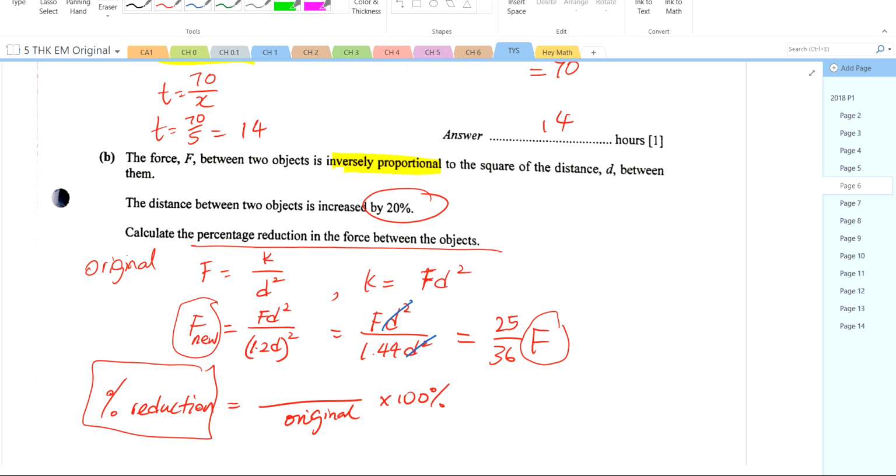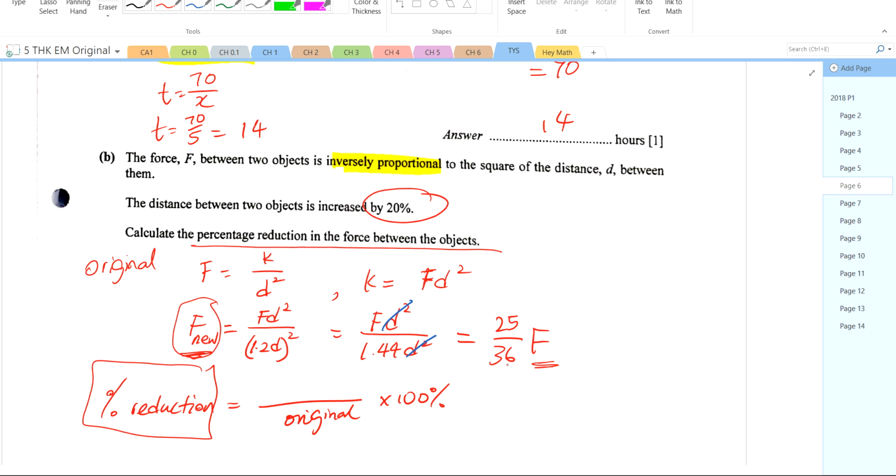Smaller. Hey, the original is F. The new one is 25 out of 36, which is less than 1. 25 over 36 is less than 1, right? So the new force is less than the old force. Agree? New one is less, so it became smaller. There was a reduction. If there is a reduction, we expect the percentage reduction to be positive or negative? No, positive. You see, originally, let's say I have $10. Then now I reduce to become $8. The reduction, is it positive or negative? Yeah, it's positive because it got smaller. So I expect it to be a positive number.